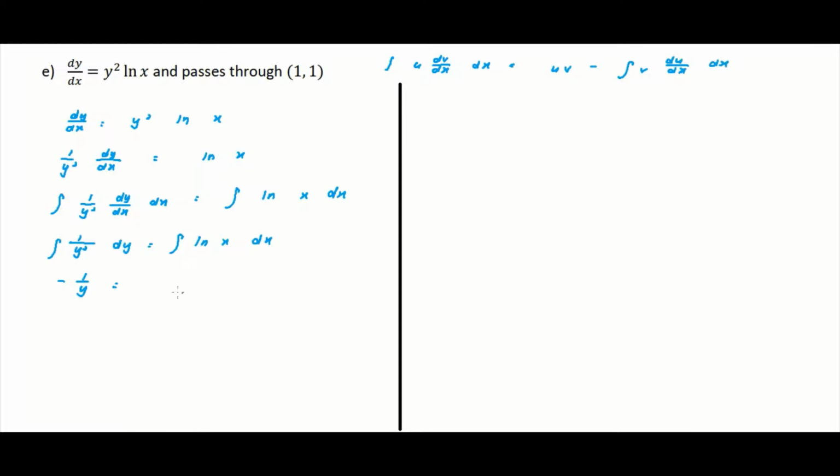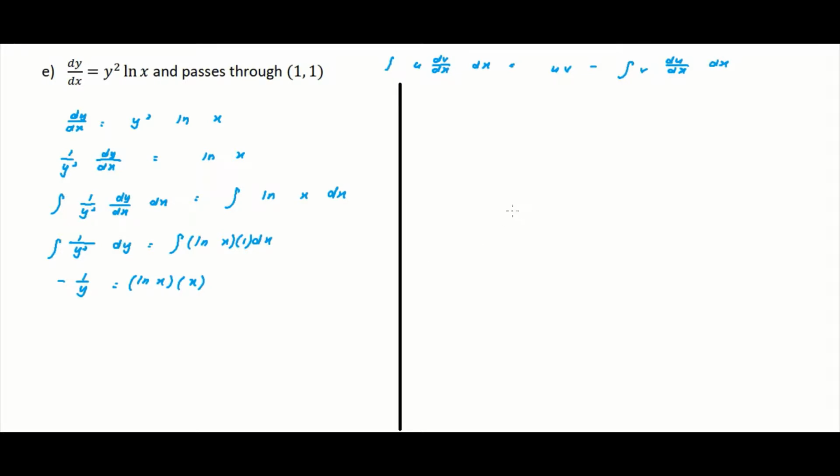Okay, ln x is a term that you can't integrate, so that's why ln x must be the term for your u. So it's ln x and then 1. This is your u, and this is your dv/dx. So uv, you will have ln x times v, where v is what you get when you integrate this part. What do you get? You get x.